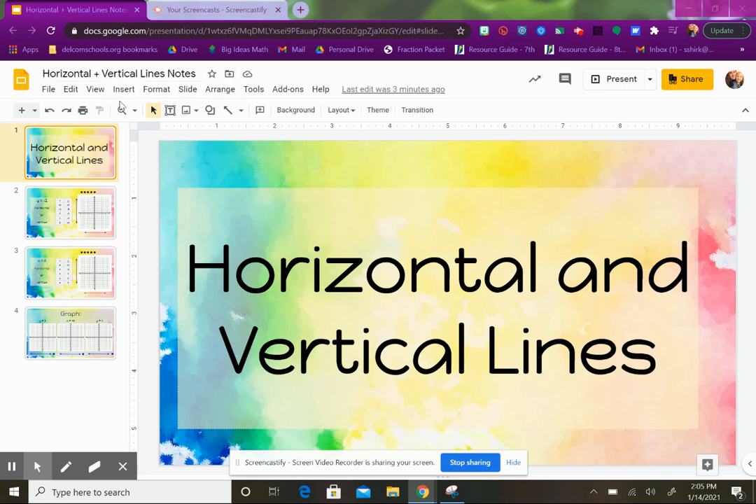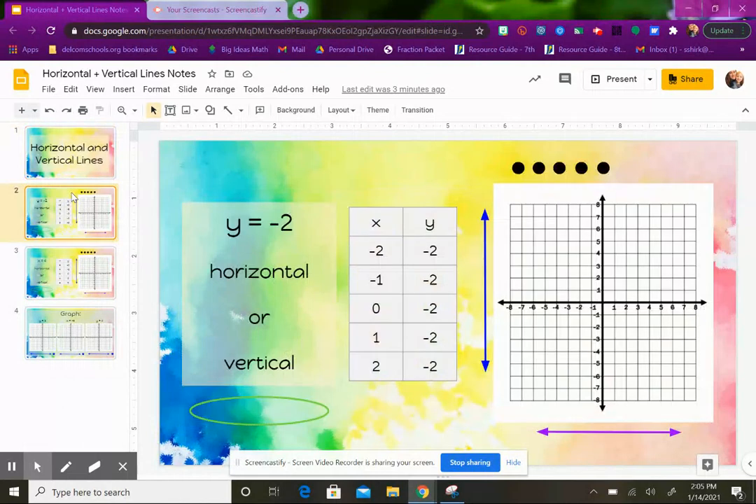Hey guys, today we are going to be taking notes over horizontal and vertical lines. Hopefully you should know that a horizontal line is a flat line going straight across from left to right, and a vertical line is going up and down. And your job today is to determine if that line is horizontal or vertical.